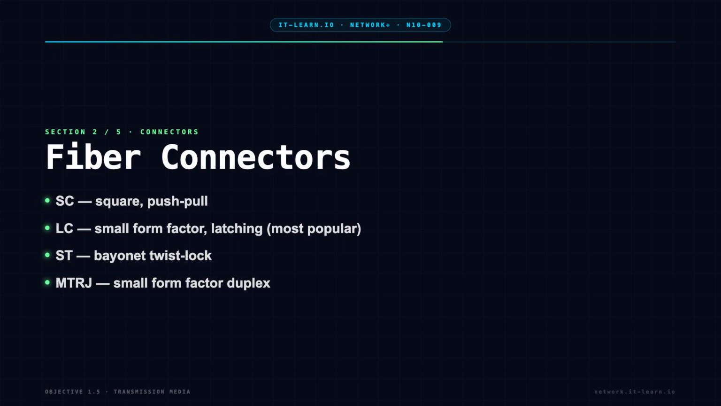Understanding the difference between single mode and multimode is critical for the exam. A quick way to remember: single mode equals longer distance and smaller core, while multimode equals shorter distance and larger core. Now let us discuss transceivers. A transceiver is a device that both transmits and receives data. In networking, transceivers are modular components that plug into network equipment and convert electrical signals to optical signals and vice versa.